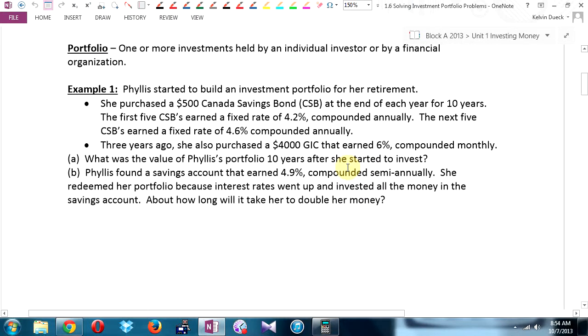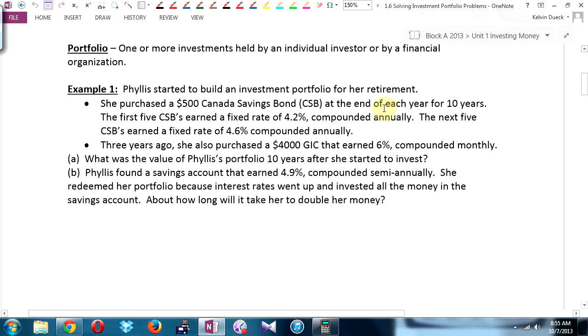Example 1. I've just noticed I did a little answer key, but for some reason I didn't do an answer key for example 1, so we may be winging it a bit more than I'd like, but let's read carefully. Phyllis started to build an investment portfolio for her retirement. She purchased a $500 Canada Savings Bond. The abbreviation for Canada Savings Bond is CSB. At the end of each year for 10 years.